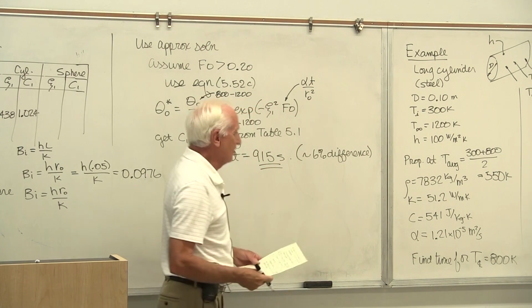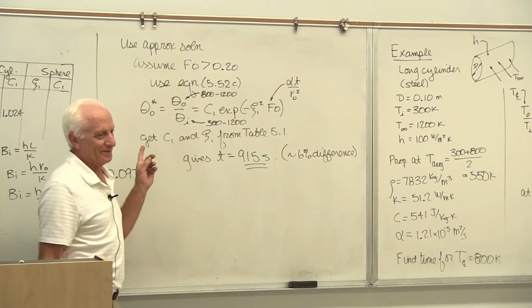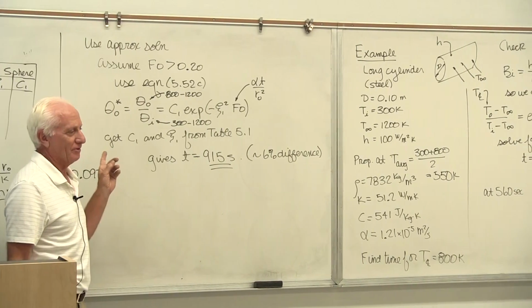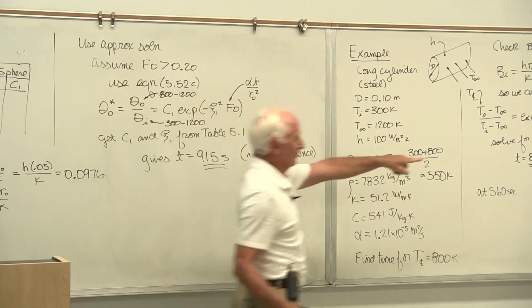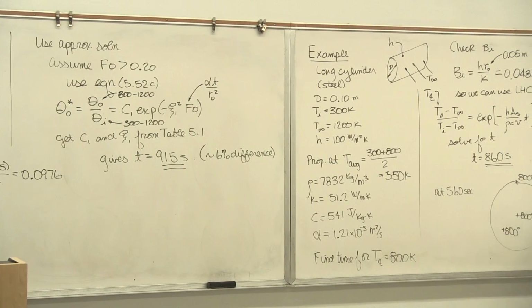Which one's a better estimate? Oh, probably this guy. He comes from the solution of the governing partial differential equation. This guy's an approximate one, which gets you a pretty good number if you assume that model.